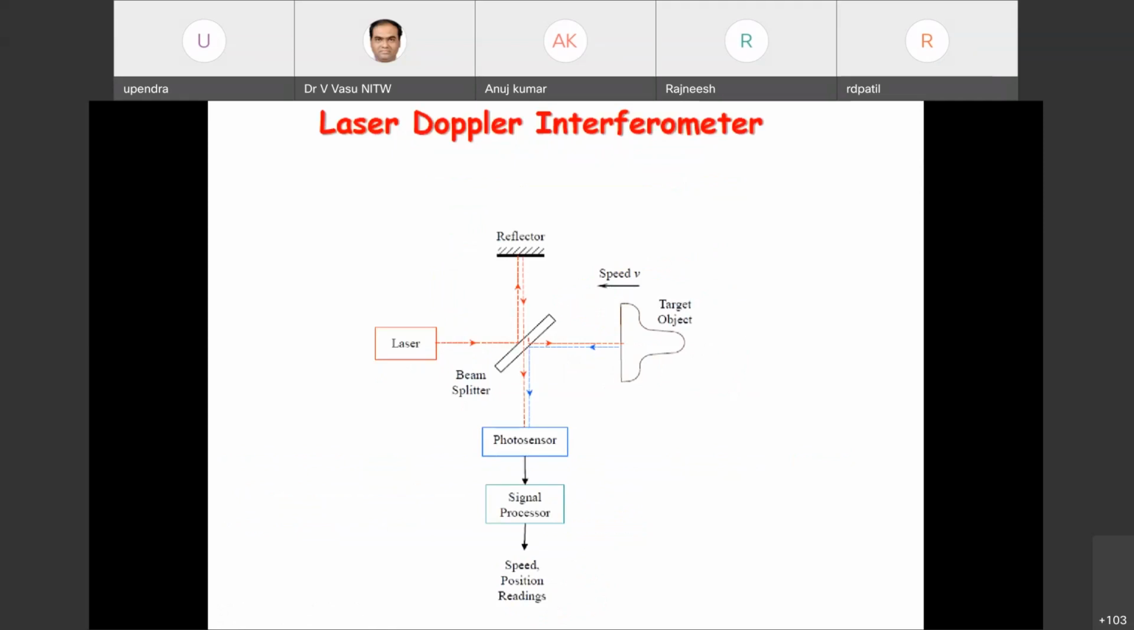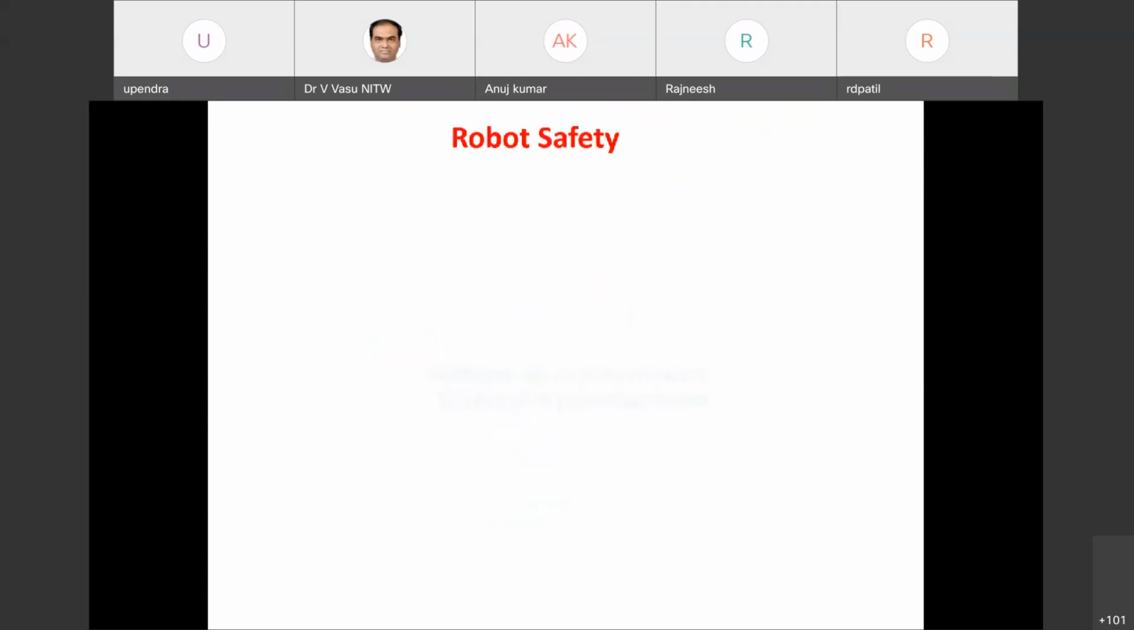Similarly, we are going to use the laser Doppler interferometer also. This is the same technique, where the reflected beam is received. In that case, the beam splitter is in a vertical position. The laser comes and hits it, and one portion of the beam goes back, and another portion goes inside, hits this particular object and comes back. From that also you can measure how much speed this particular object is moving, by using this laser parameter.